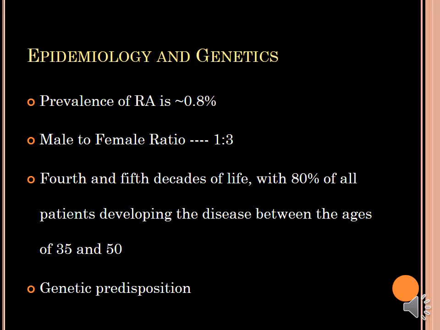Regarding epidemiology and genetics, prevalence of RA is 0.8% in the general population, and it is a female predominant disease with a ratio of 3:1, or male to female ratio 1:3. The fourth and fifth decades of life is the predominant age in which RA is diagnosed in almost 80% of the cases. There is also genetic predisposition with an increased incidence of rheumatoid arthritis in first degree relatives.